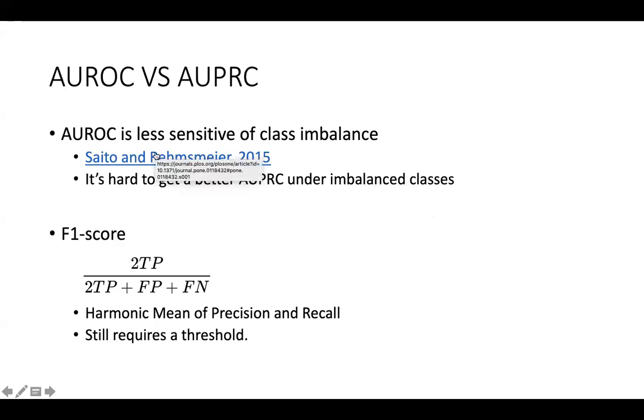I think this is a typo. I'm sorry. I guess this is a bit of an ambiguous statement, but according to a paper published in 2015, even if your data is heavily class imbalanced, you can still get a decent AURC. But AUPRC is not like that. It's really hard to get a good AUPRC under severely imbalanced classes.